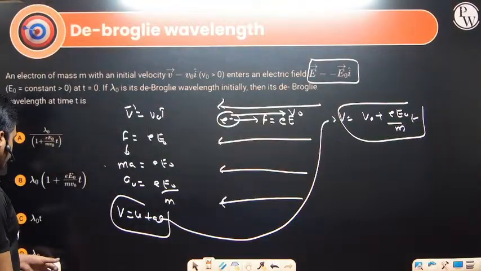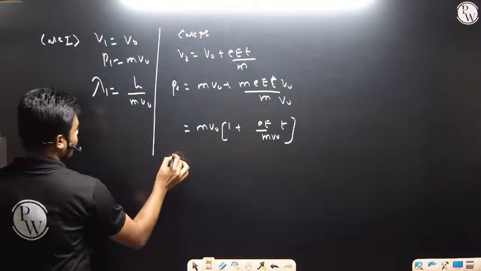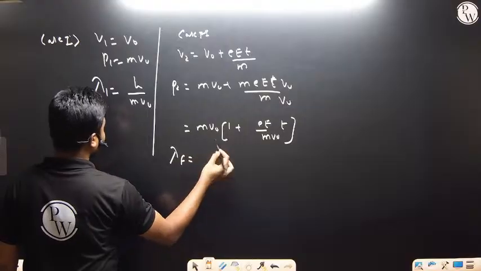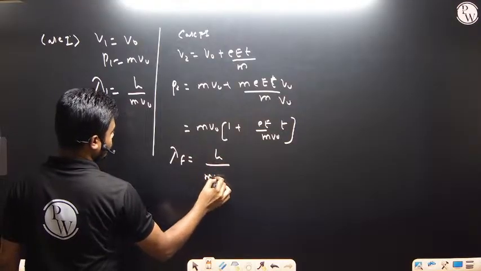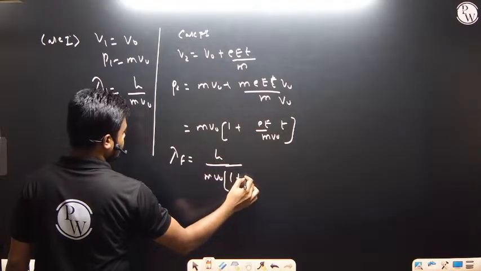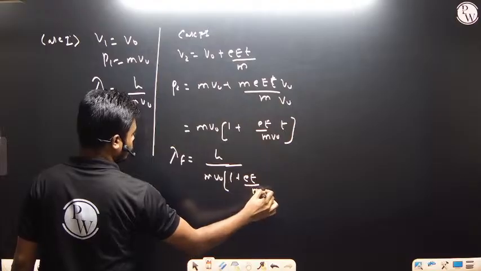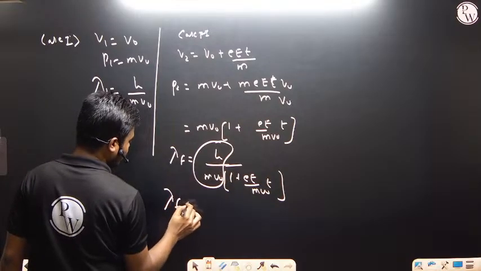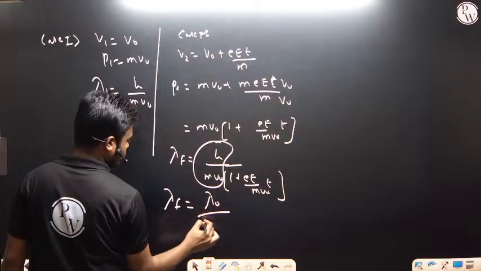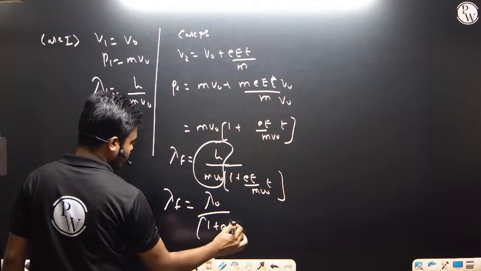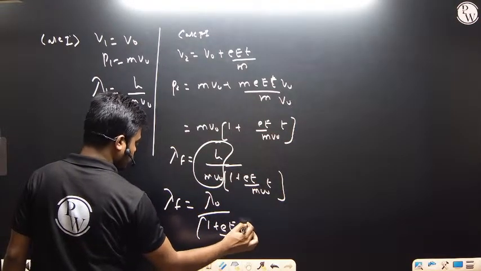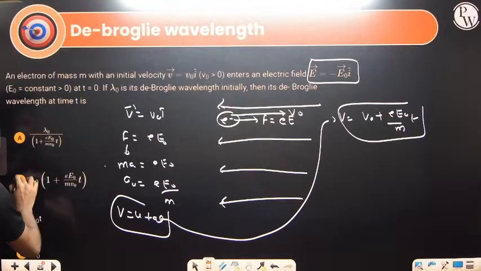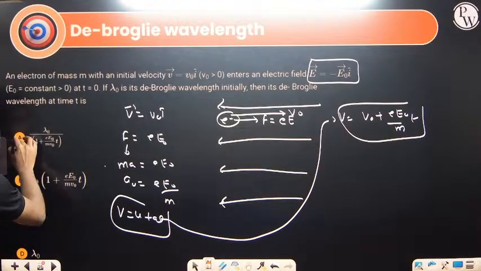Okay, so what is lambda final here now? Lambda second is h divided by m v naught into 1 plus E divided by m v naught into t. This particular term is lambda naught. So what is lambda final? Lambda naught divided by 1 plus E divided by m v naught into t. So the answer will be option A.